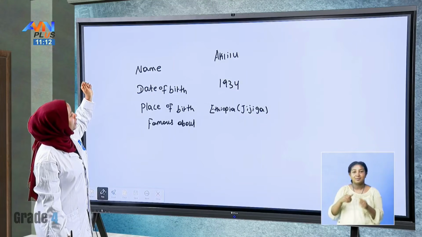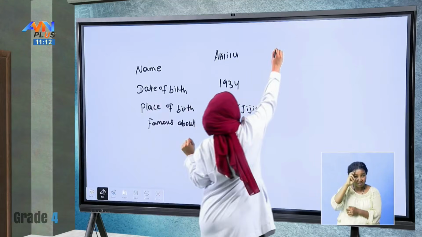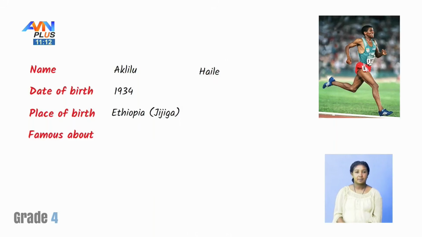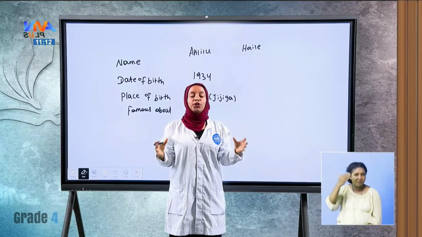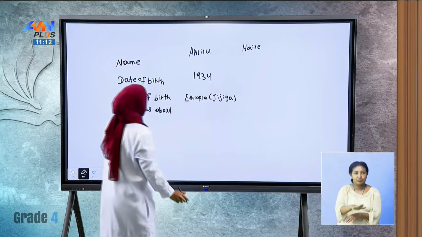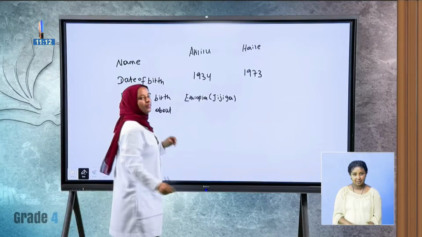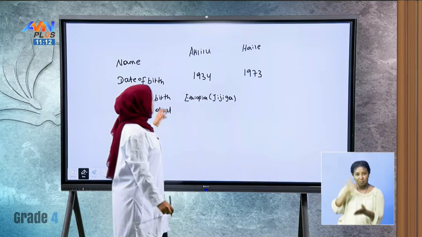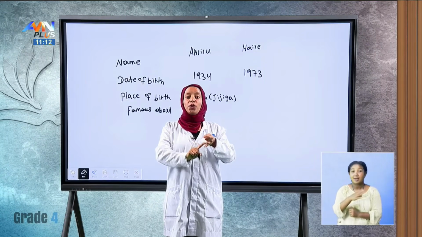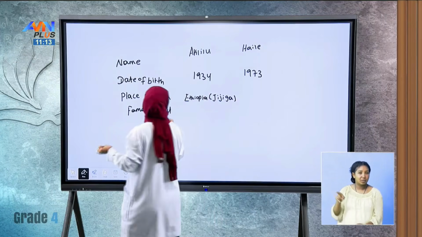Let us continue with the next person, Haile Gebrselassie. He is a famous runner who won Berlin Marathon. He was born in 1973. As I told you before, he is a famous runner, and also he won Berlin Marathon gold medal. He's also Ethiopian.